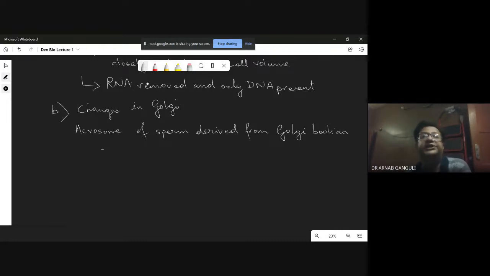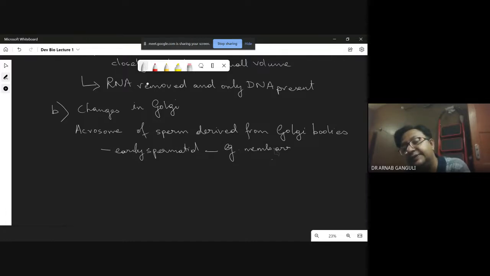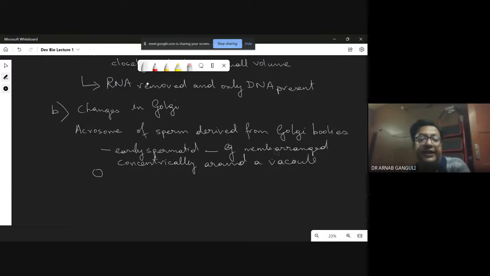So in the first step, early spermatid, you actually have the membranes arranged concentrically around a small vacuole. Golgi membranes arranged concentrically around a vacuole. That is, if this is a vacuole, the membranes are arranged concentrically. Concentric means, this is a concentric circle.